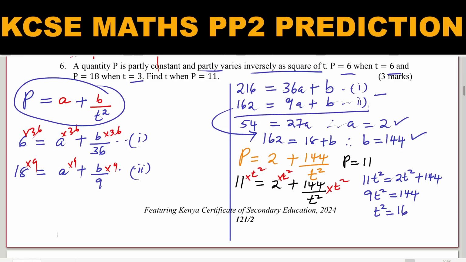And therefore, for this one, you will get t, the square root of 16, you'll get 4 or negative 4. So that is the value of t. When you get the square root of 16, you get either positive 4 or negative 4. So that is how you're supposed to solve that question.